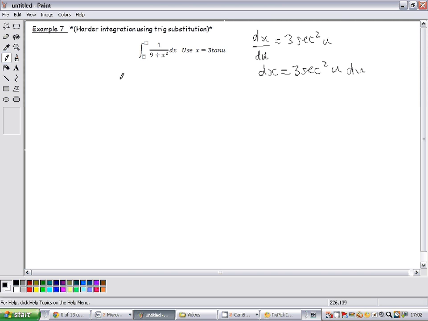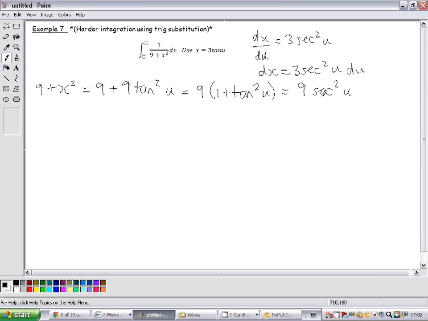Let's have a look at that 9 plus x squared on the denominator. 9 plus, now x squared, 3 squared is 9, and that will be tan squared u. Now that doesn't automatically look like an identity really, but if you take out a common factor, you get 1 plus tan squared u in the bracket. And hopefully 1 plus tan squared shouts at you as being sec squared using one of our identities from C3. 1 plus tan squared equals sec squared.